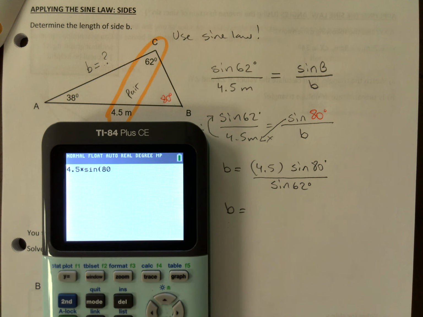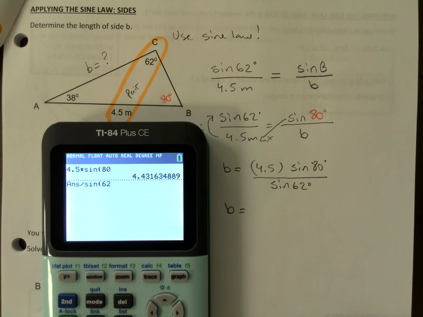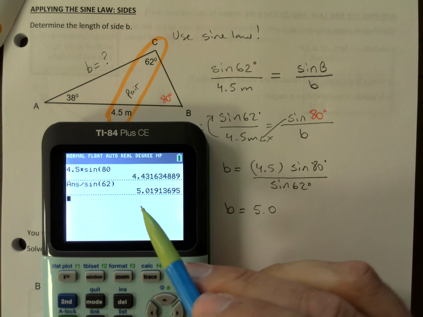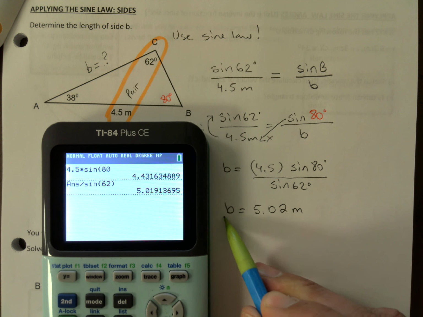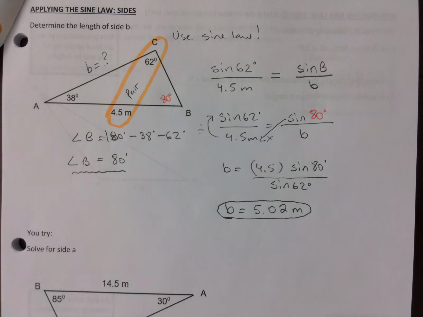I don't even have to close the bracket there on my calculator. I can just hit enter. And then I go divided by sine of 62. Sure, if you want to close the brackets, it doesn't hurt. So that's your side B right there, 5.02, right? And we are in meters. You've just solved for the side there.